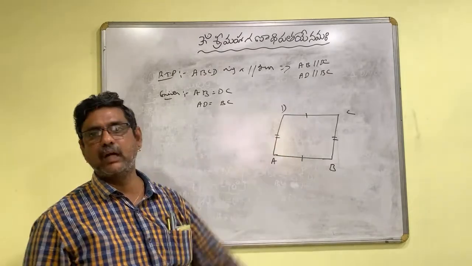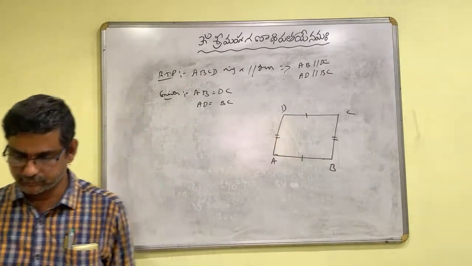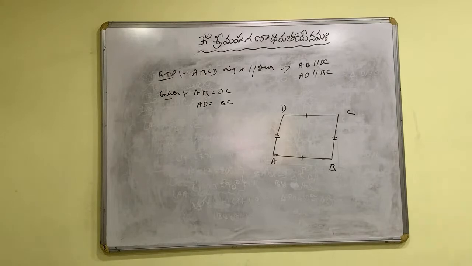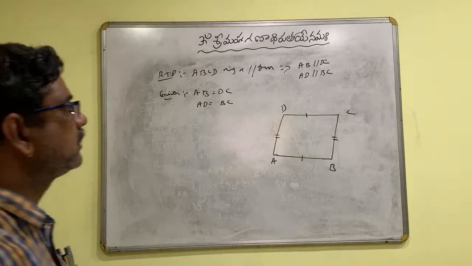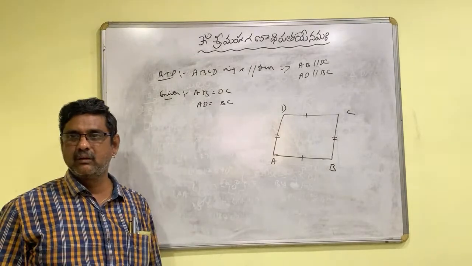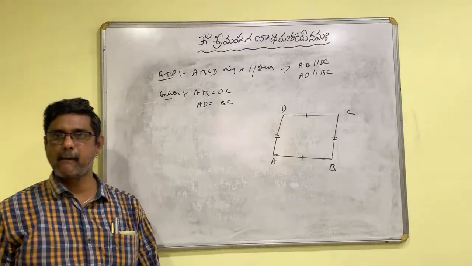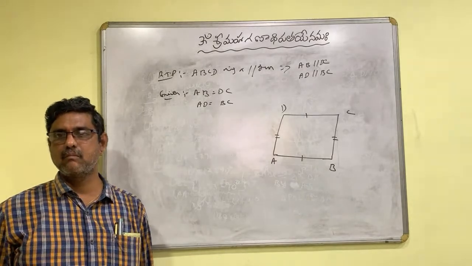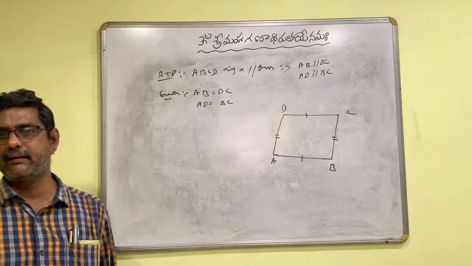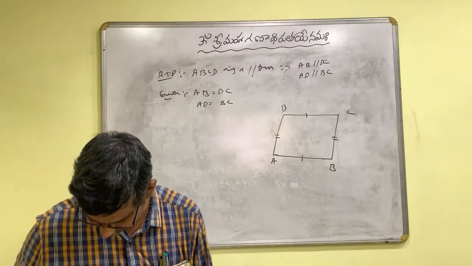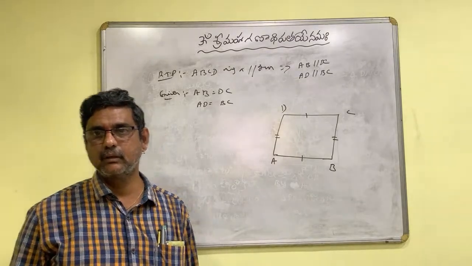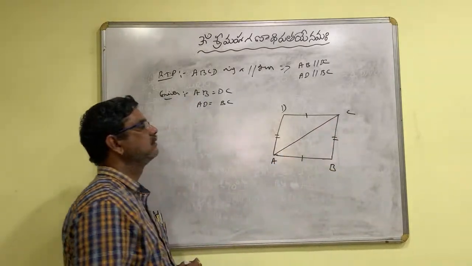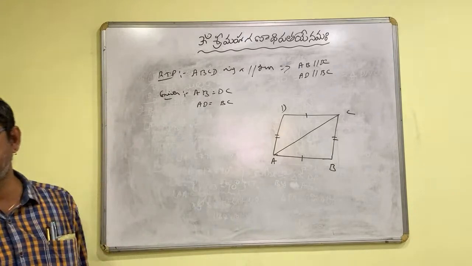So to prove this, what to do? Any idea, children, from your side? Okay, draw the diagonal AC. Diagonal AC is drawn. Okay, next.